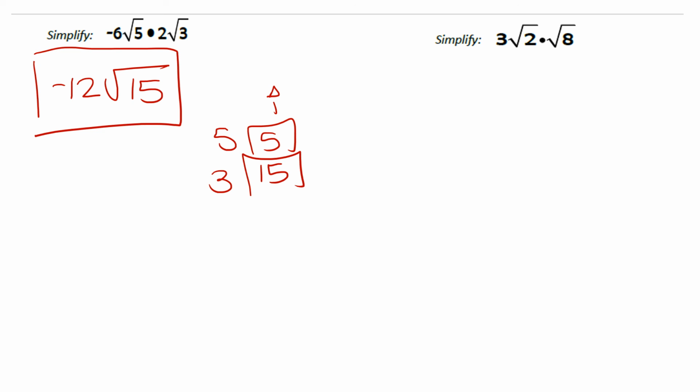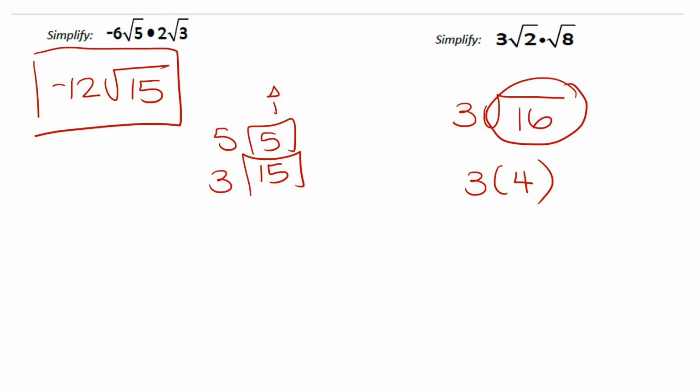All right, and then 3 times 1 is 3, 2 times 8 is 16. Oh, the square root of 16 is 4. So it looks like the final answer for this one is just plain old 12.